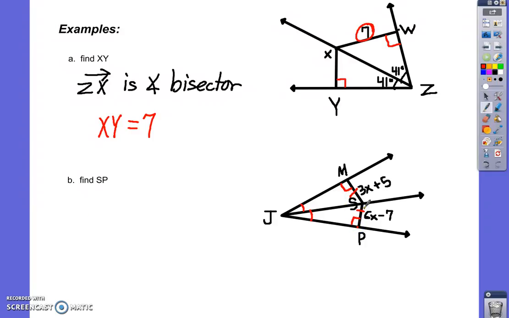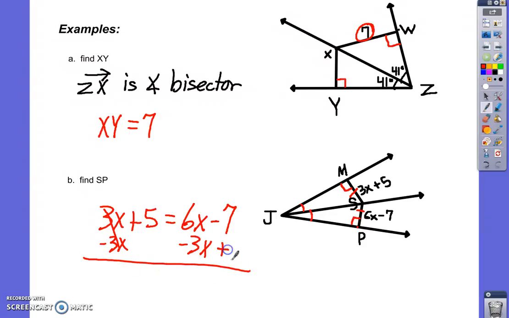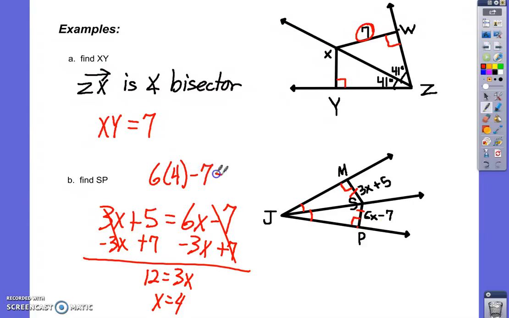So what do we do here? We set up and say 3x plus 5 has to equal 6x minus 7. We go ahead and solve it. Subtract 3x from both sides, it cancels out. Adding 7 to both sides, it cancels out, and we get 12 equals 3x. So x has to equal 4. So how far is it from S to P? Well, that's 6 times 4 minus 7. 24 minus 7, so it would have to be 17. So with the other one.